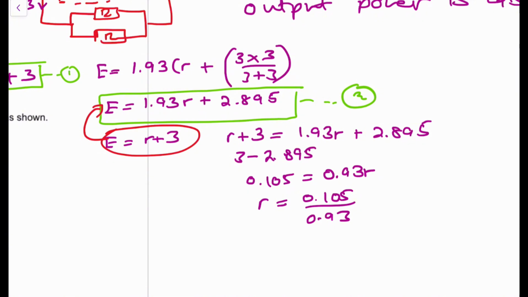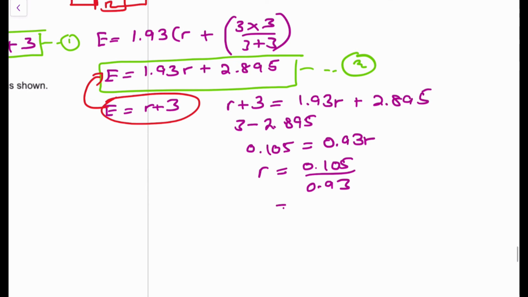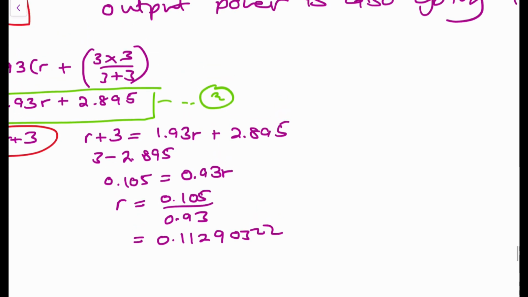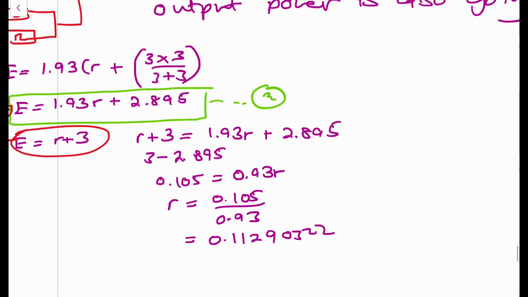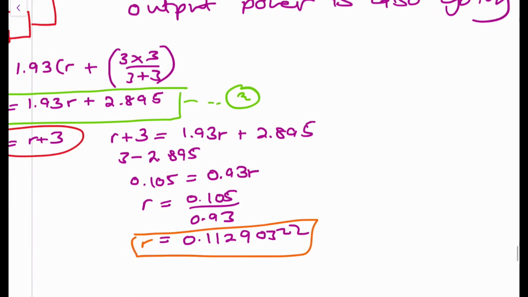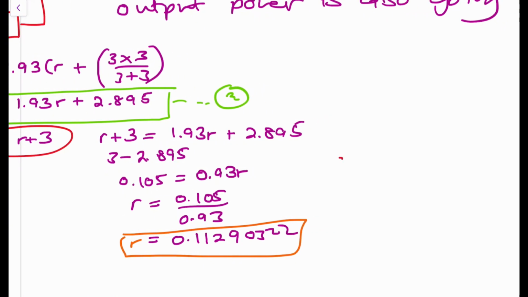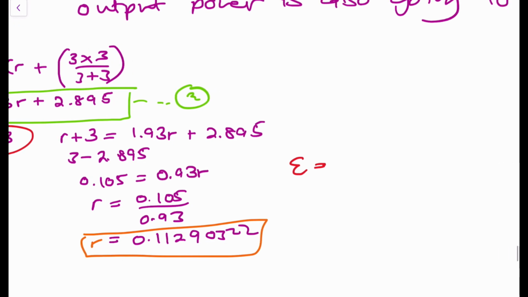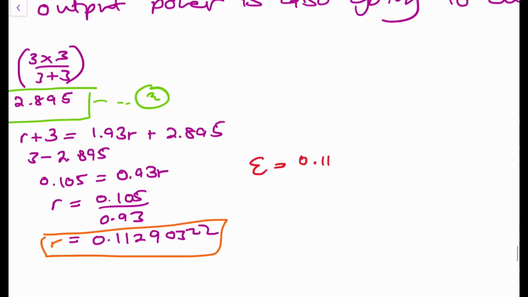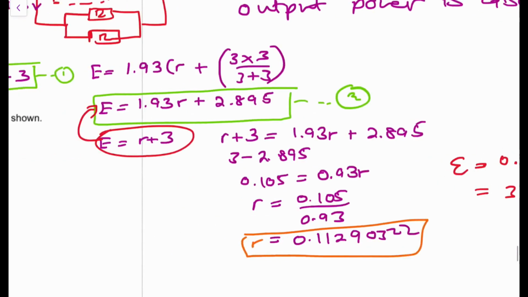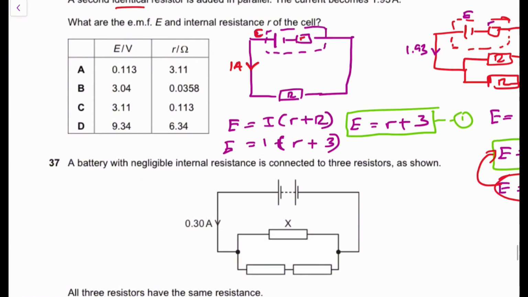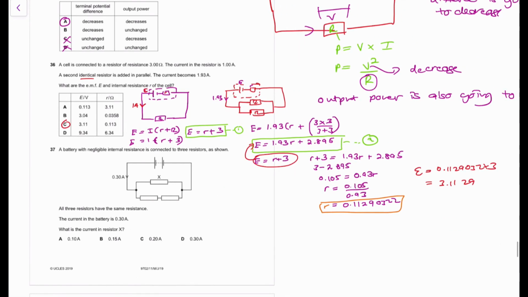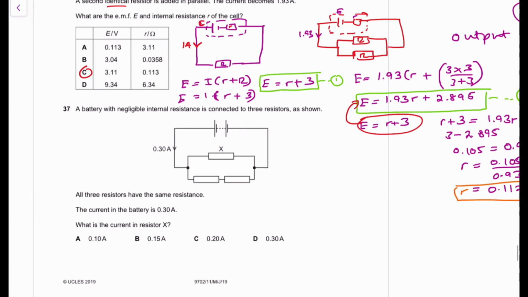0.105 divided by 0.93. You're going to get an answer of about 0.11290322. So this is going to be my value of r. What about my value of E? My value of E is going to be equivalent to r plus 3, which is 0.11290322 plus 3, which is going to be about 3.1129, something like that. And the answer is going to be RC. Very important for you to keep that in mind: form two equations, solve them simultaneously.